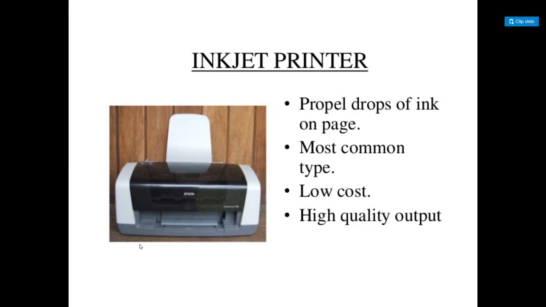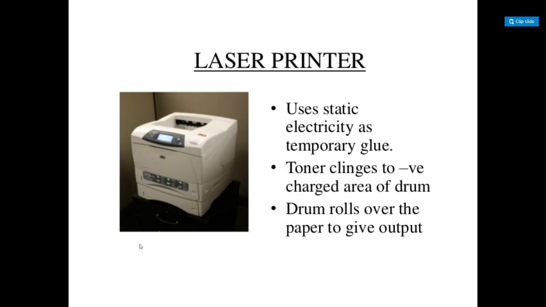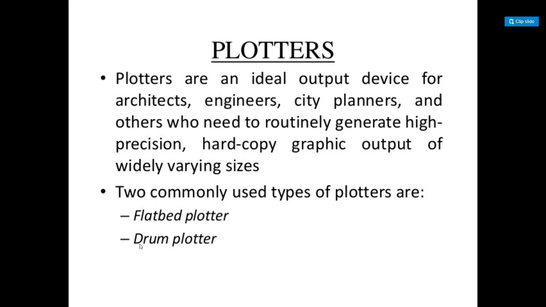the paper. This is the inkjet printer, where ink actually propels on the paper, and it's the most common type and low cost. And again, the quality of output is high. This is a laser. Usually, we see it even with the Xerox machine also. So they use static electricity as temporary glue, and toner clings to the negative charge area of the drum, and the drum rolls over the paper to give the output. We'll see the detail of laser printers in our coming videos.